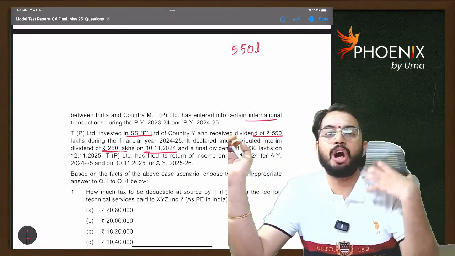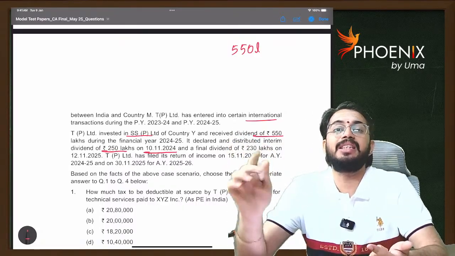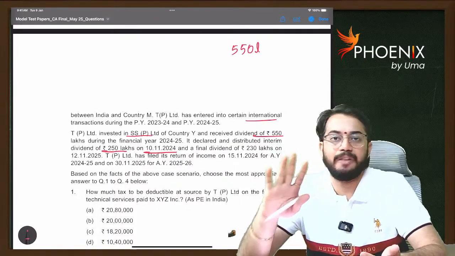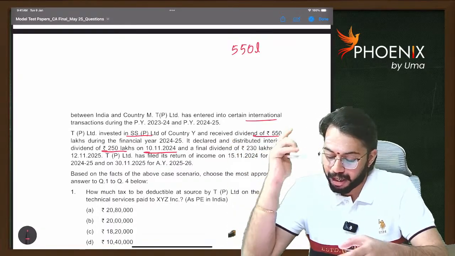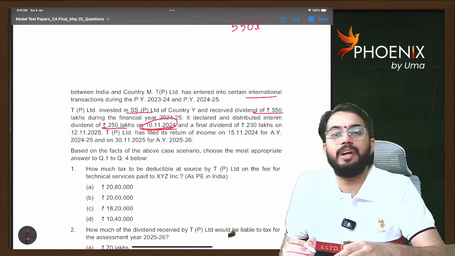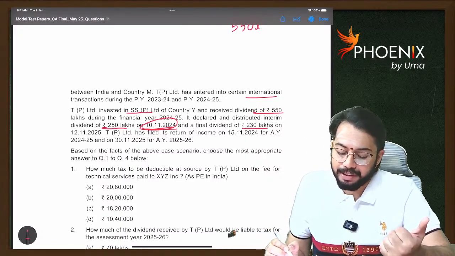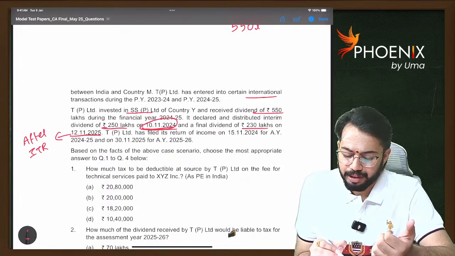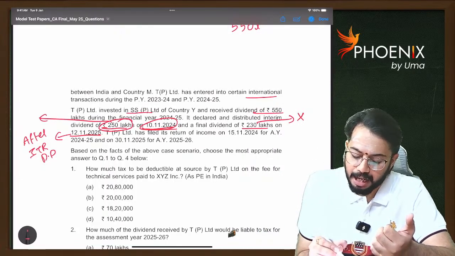See, whenever intercorporate dividend is received, the dividend must be distributed to shareholders at least 1 month before the ITR due date. Generally, in case of company, ITR due date is 31st October. At least 1 month before 31st October, the dividend should be distributed. So, he declared interim dividend on 10th November 2024. In current year only interim dividend was received and final dividend 230 lakhs was declared on 12th November. 12th November means what? After ITR due date. So this should not be reduced. 230 lakhs should not be reduced. 250 lakhs can be reduced.